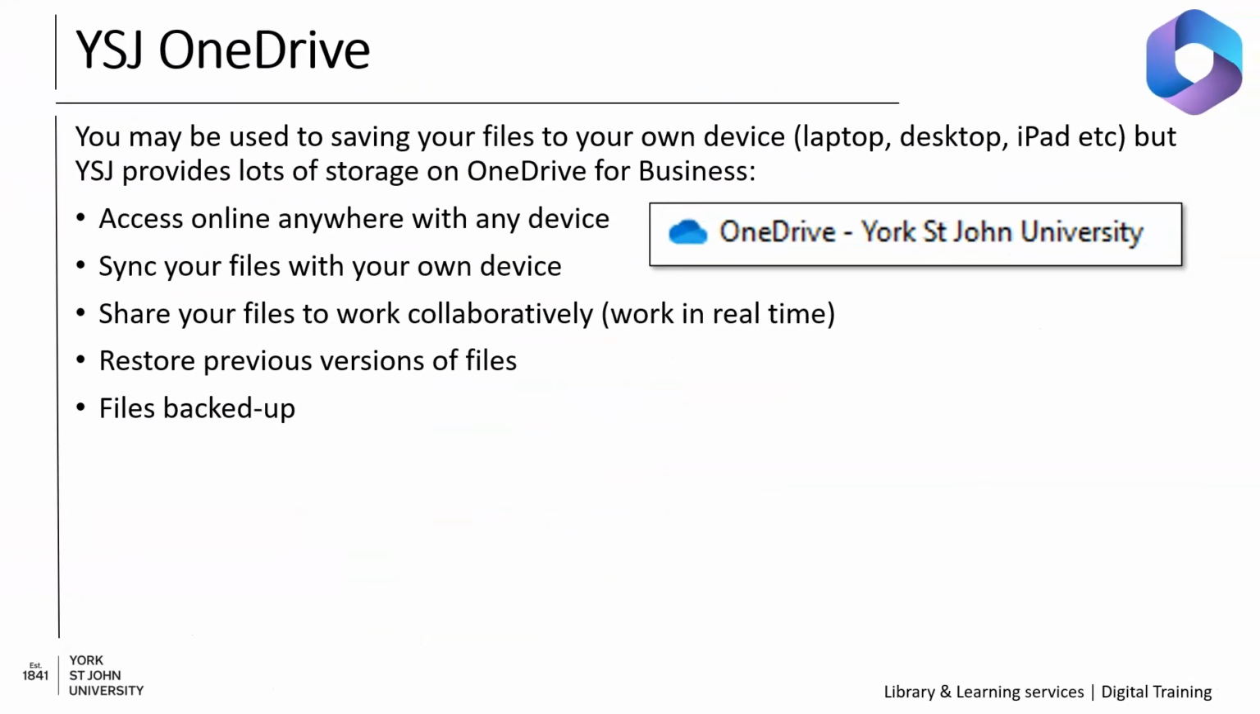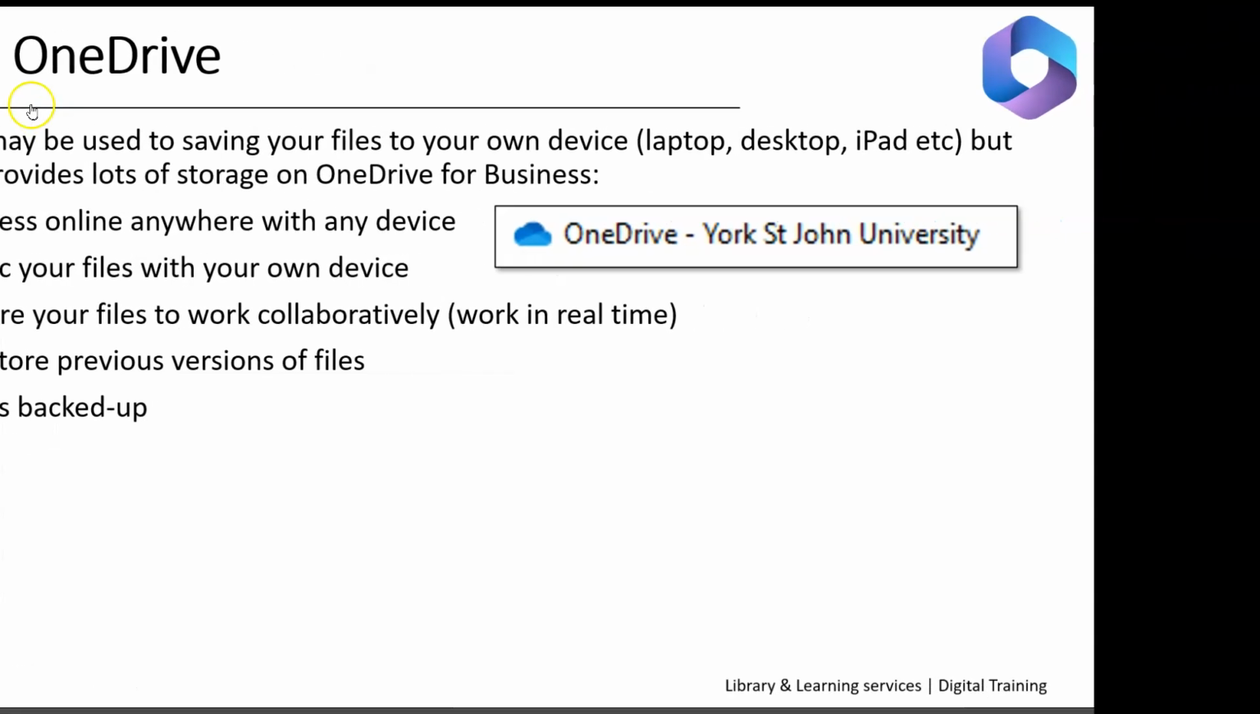OneDrive is part of Microsoft 365 and is the best place to keep your work. Everything on there is automatically backed up. You can access it from every device on campus. You can share work to work collaboratively if you want to. And you can go back to previous versions of files if you need to get back to how they were.